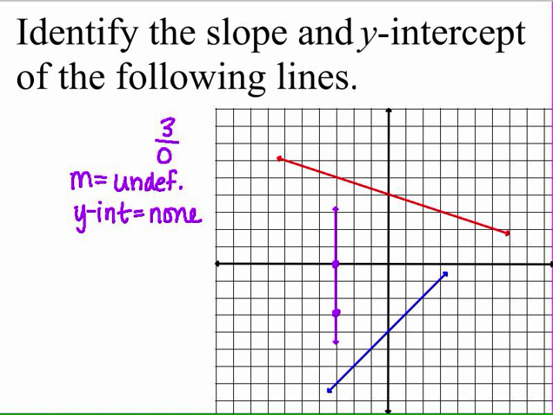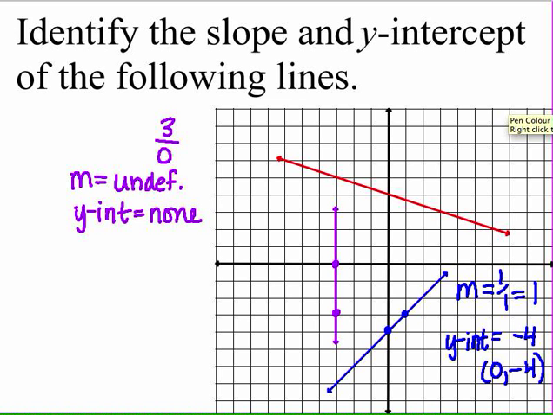So now let's look at the blue. The blue line, I need to find the slope. So once again, I'm going to pick 2 points. I could pick any 2 points, so I could pick those 2 points. Slope would be rise over run. So what's the rise? The run? So my slope is 1. The y-intercept is where it intersects the y-axis, and where's that? -4. Okay. You might also see that written as 0, -4. Same thing.